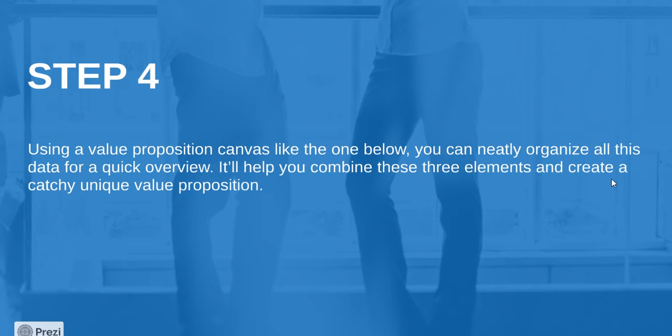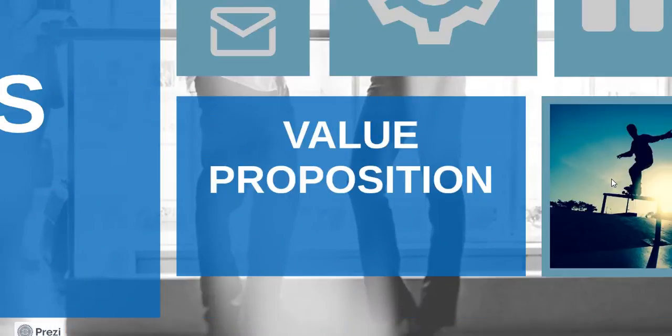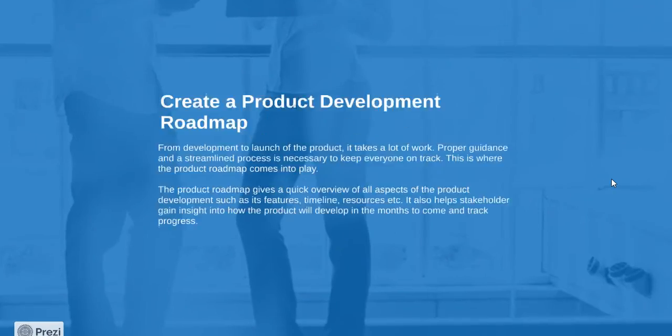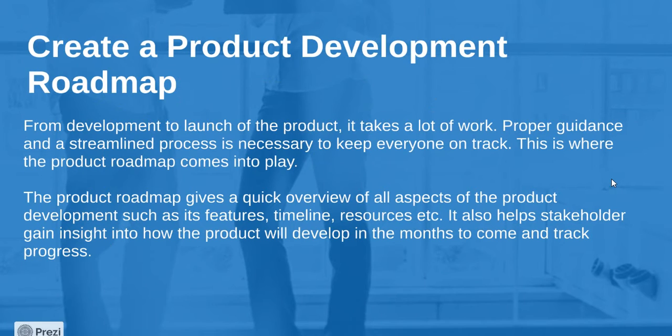Step number 4 of a value proposition says, using a value proposition canvas like the one below, you can neatly organize all this data for a quick overview. It'll help you combine these 3 elements and create a catchy, unique value proposition. We're going to take a look at it a little bit forward.